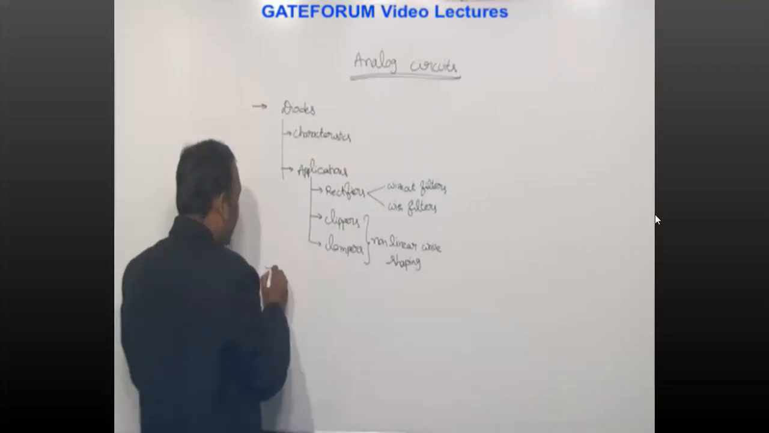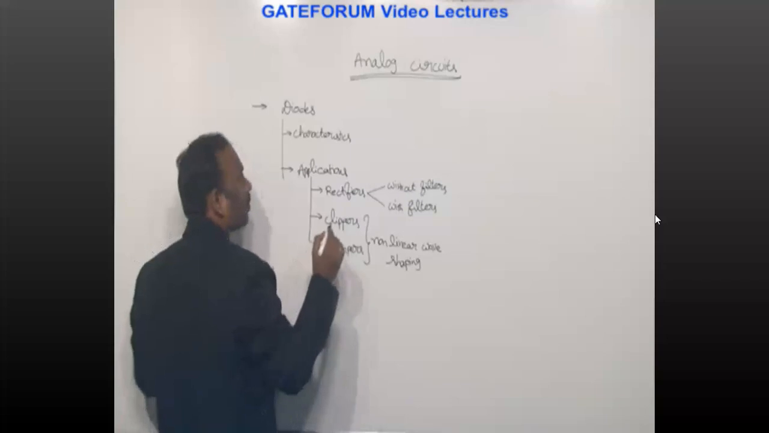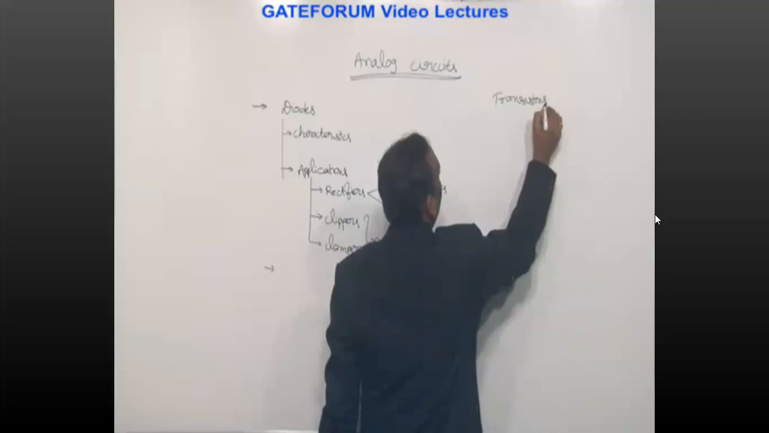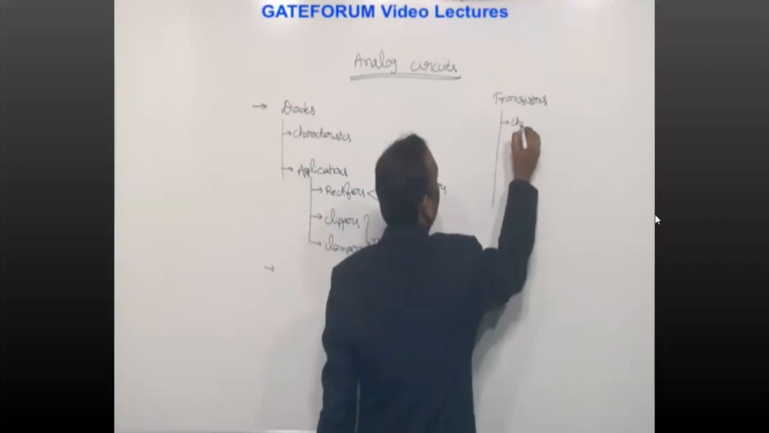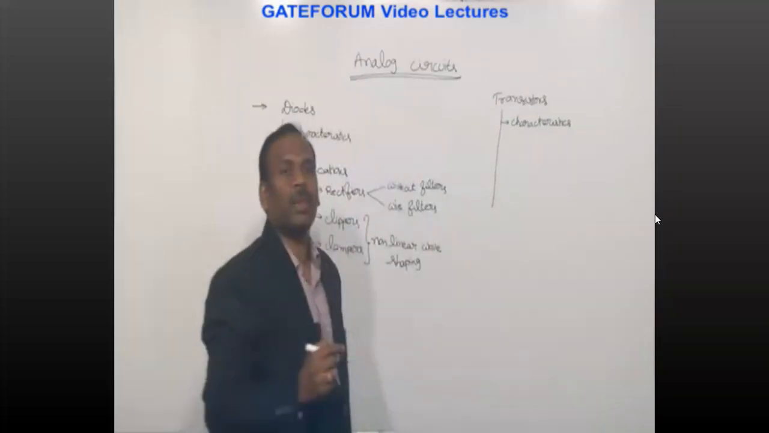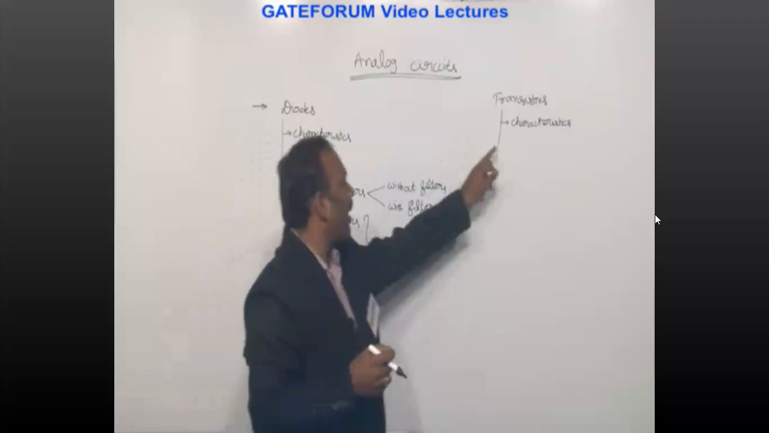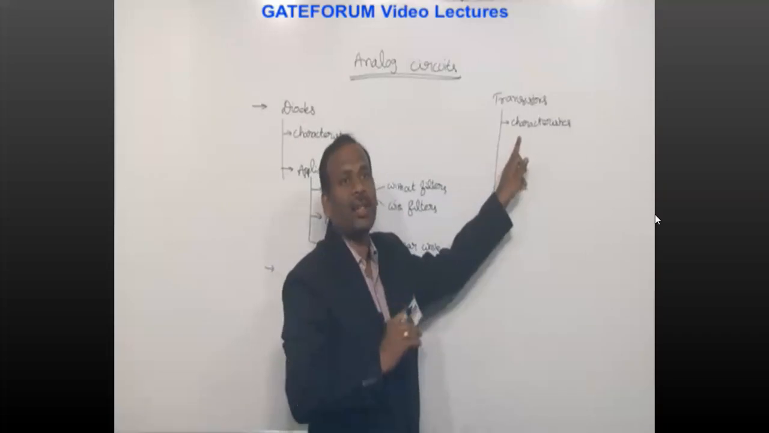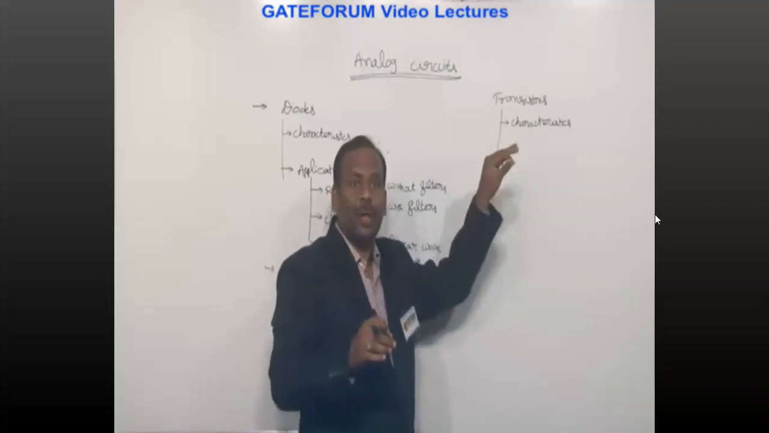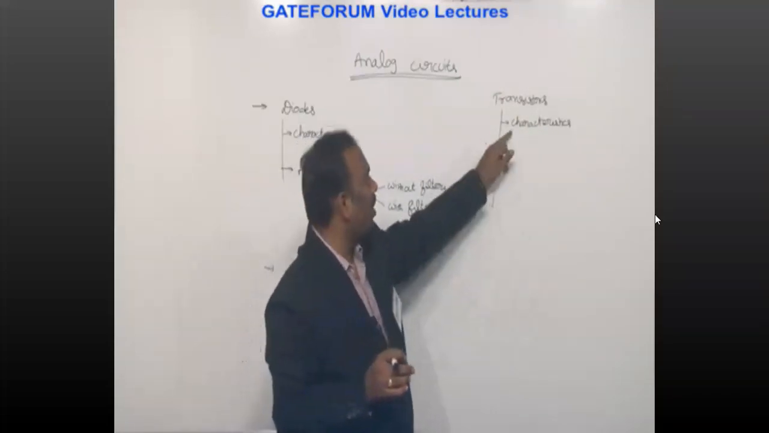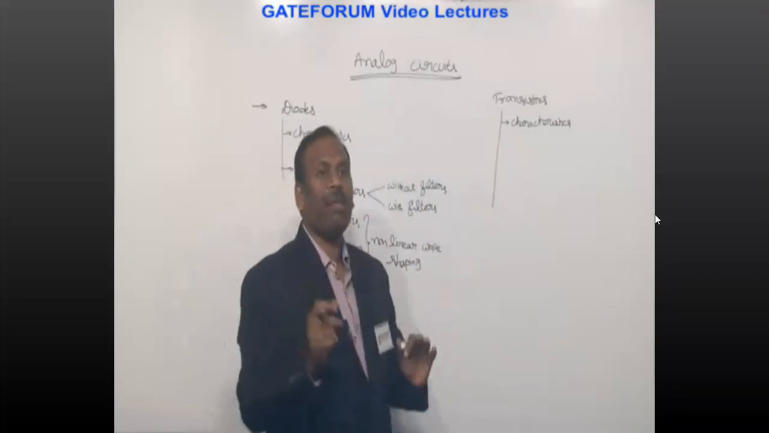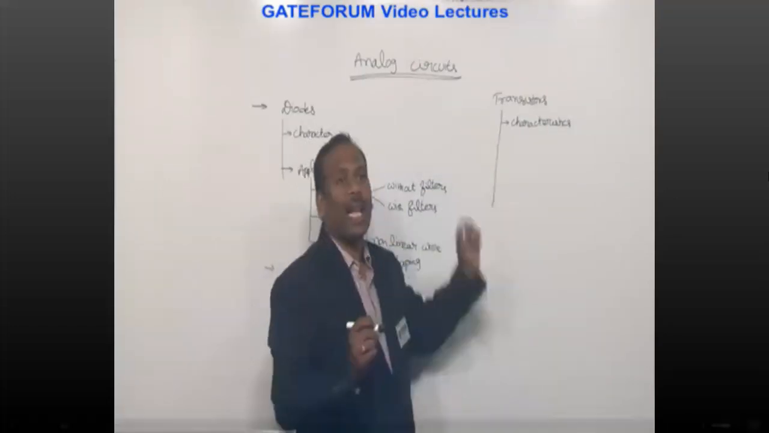Then comes transistors. First we are going to see characteristics, once again for EE stream. Characteristics has to be studied in analog circuits only, but for EC students, these characteristics will be covered in EDC also, but this is required for the analog circuits. That's why we are going to start with these characteristics also. I will explain in analog circuits, which is required for EE stream anyway. That's why we are going to see characteristics of transistors.